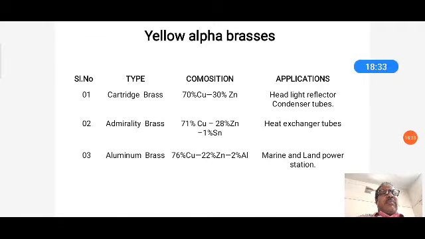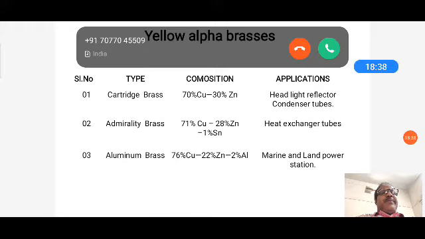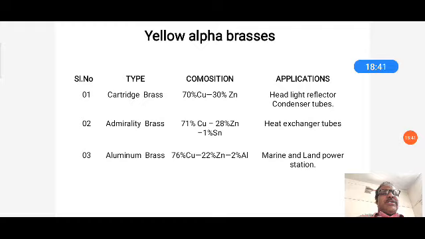is used in marine equipments and land power stations applications. This is more popular in marine and land power stations where alumina brasses are used. These are the applications and the types of yellow alpha brasses and red alpha brasses. These are different types of brasses used in different applications.